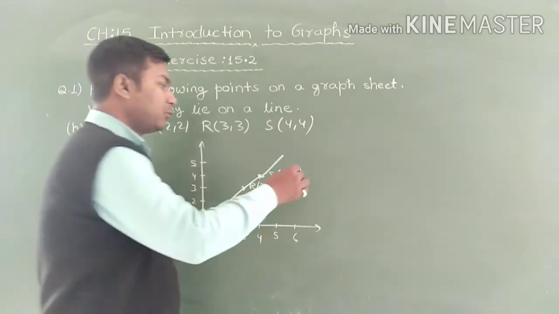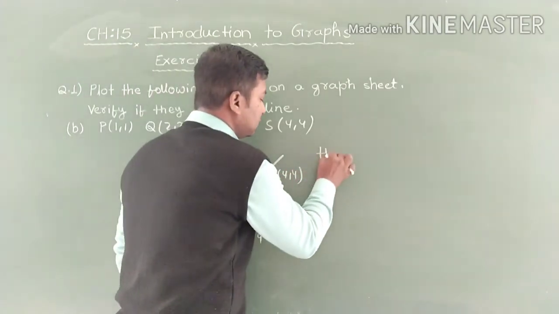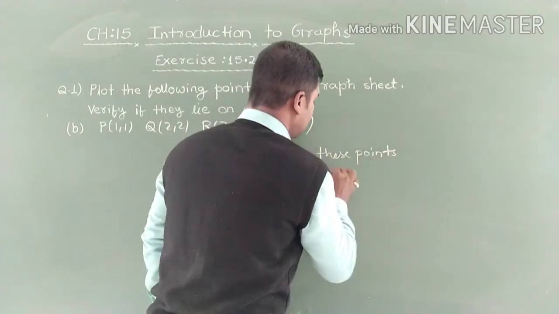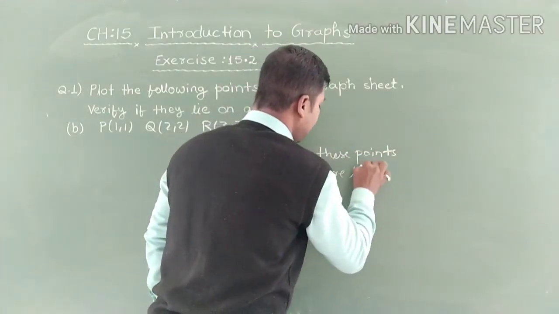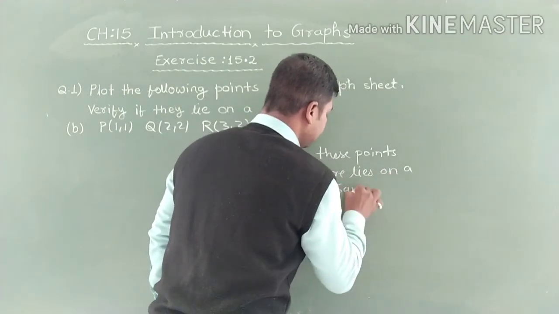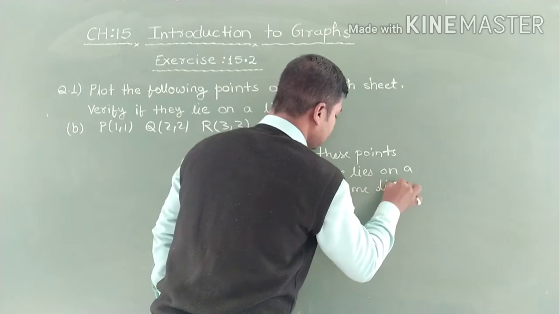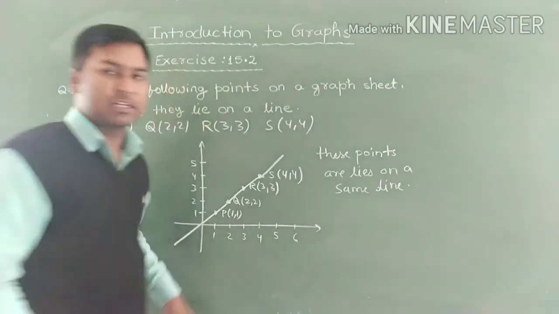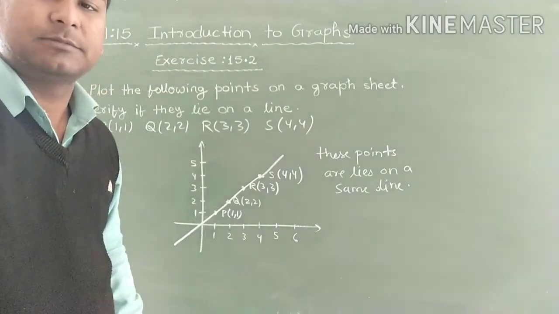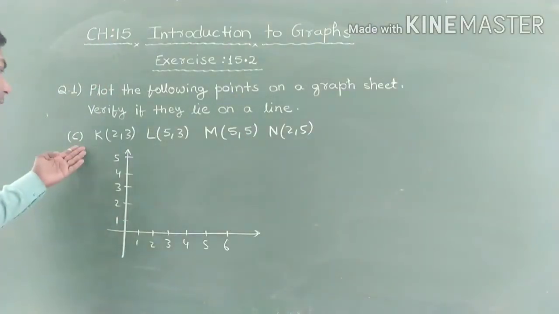So we have to write here these points lie on a same line. Okay, so this was the explanation of B part. Now C part. Now this is C part.